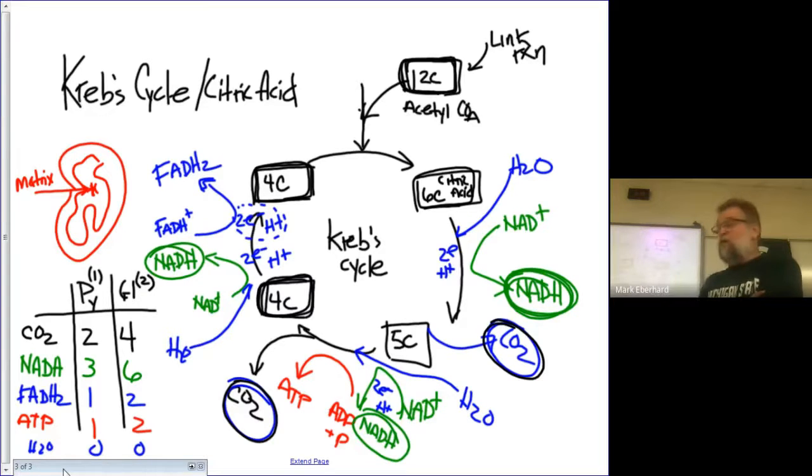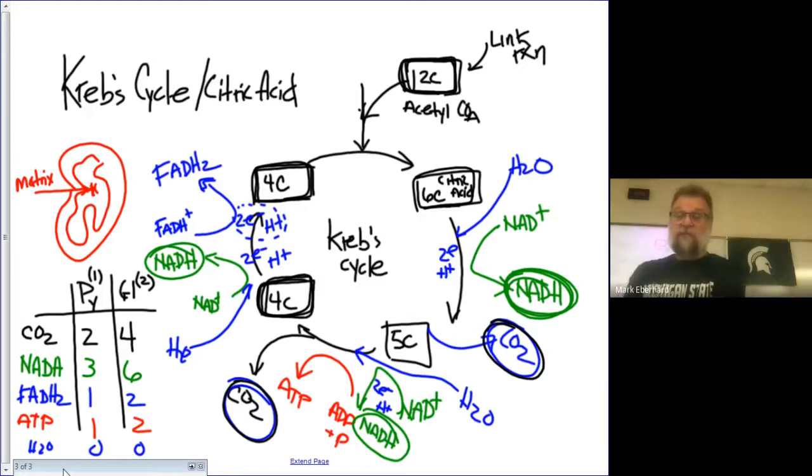So that's about where the POGIL took you, to that point. We have not gotten to the payoff step, the final step, the oxidative phosphorylation, the electron transport chain, pretty much the same thing. That's where the payoff's going to be. All right.